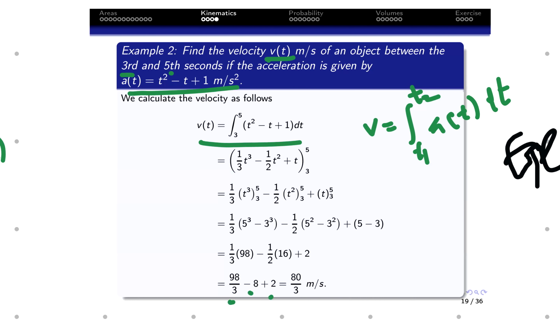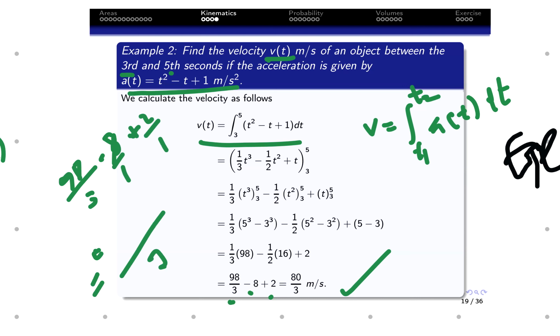I mean, for assurance, you have 98 over 3 minus 8 over 1 plus 2 over 1, right? So LCM again is 3. So you have 3 in 3, 1 times 98, minus 1 in 3, 3 times 8, 24, plus 1 in 3, 3 times 2 is 6. So that's 98 minus 24 is 74. 74 plus 6 is 80. So that's why you have 80 over 3 meter per second as your velocity that you're looking for.